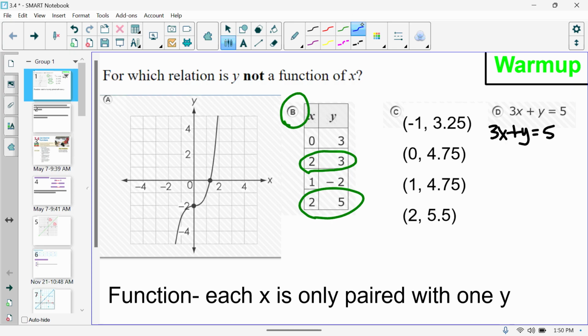Another way to think of it is like the x can't repeat. So over here, there's no repeats. Each x value is unique.